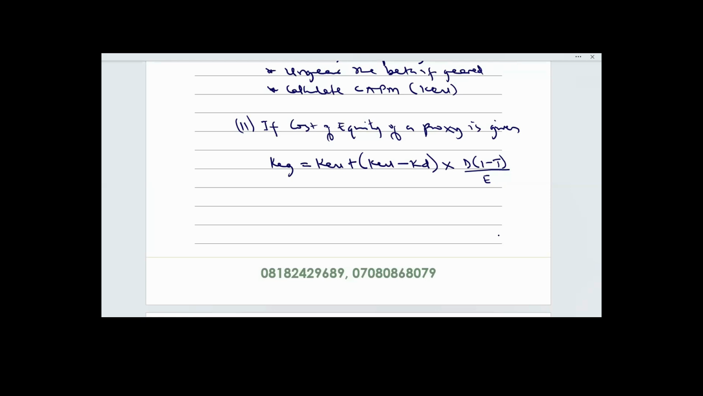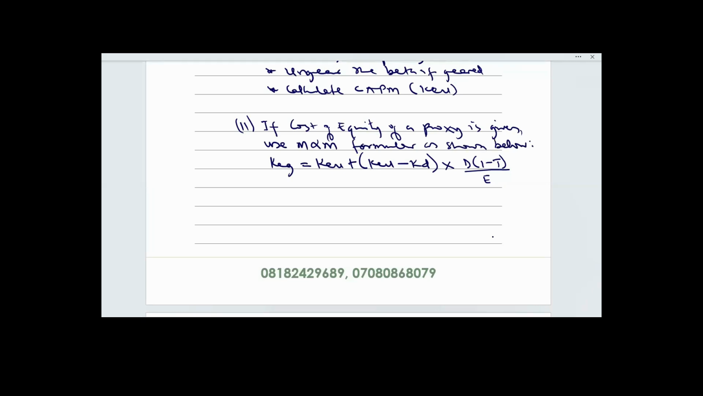Then KD is the cost of debt, the interest rate or the coupon rate. D is the debt value of the proxy. E is the equity of the proxy. Then T is the tax rate. So this is the formula you are going to use when you want to calculate cost of equity ungeared using the Miller and Modigliani formula. If the cost of equity of a proxy is given, use the Miller and Modigliani formula as shown below.